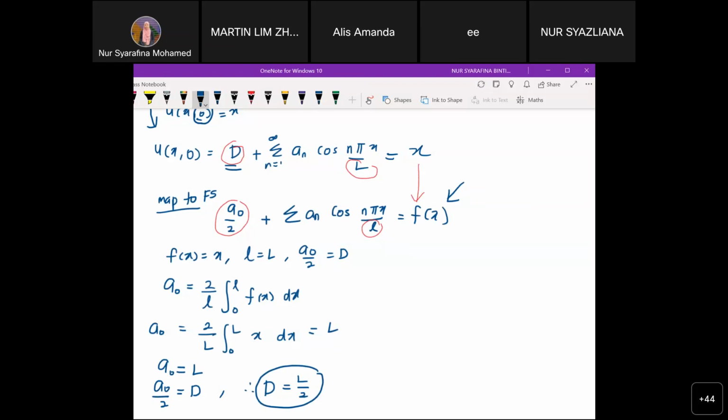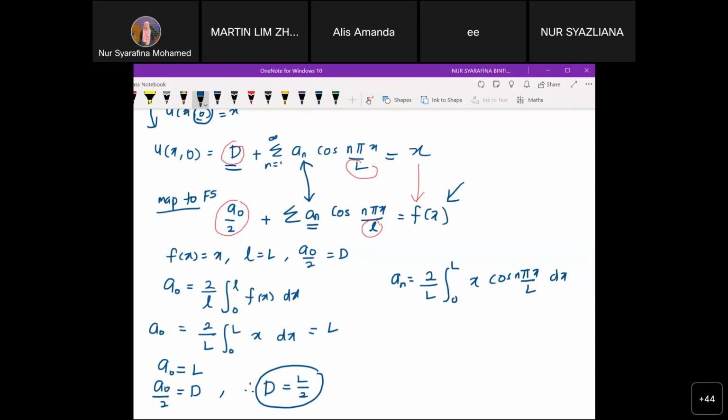Okay, and then look at this one. A_n is A_n. So how can you find A_n from the Fourier series? A_n equals 2 over L, integrate from 0 to L of f(x) cos(nπx/L). Then you can have your A_n from solving this Fourier series. Then you just can substitute into this A_n.